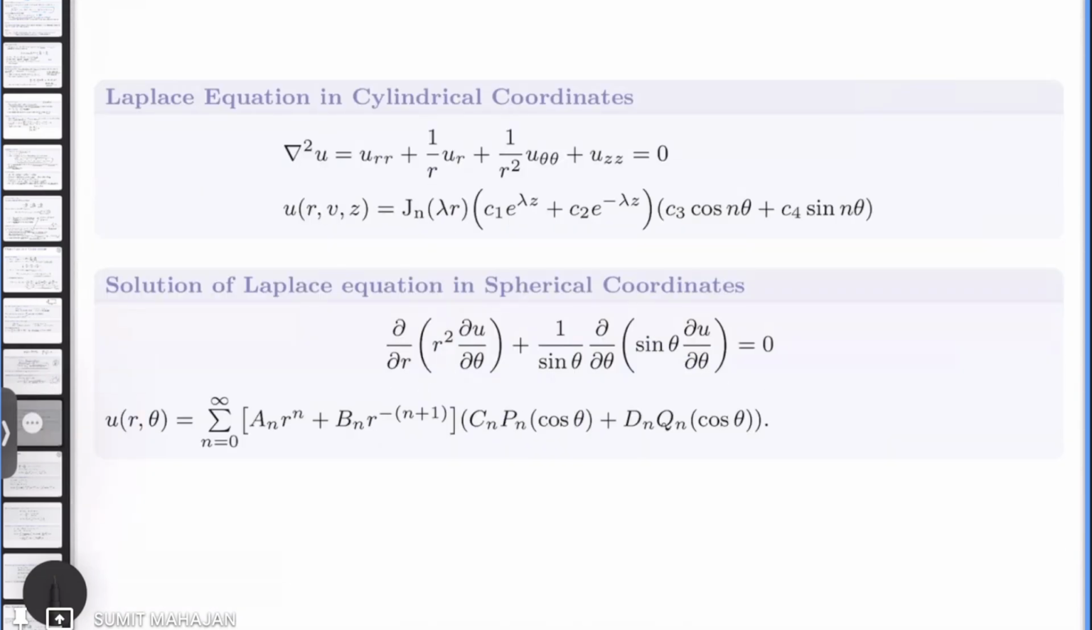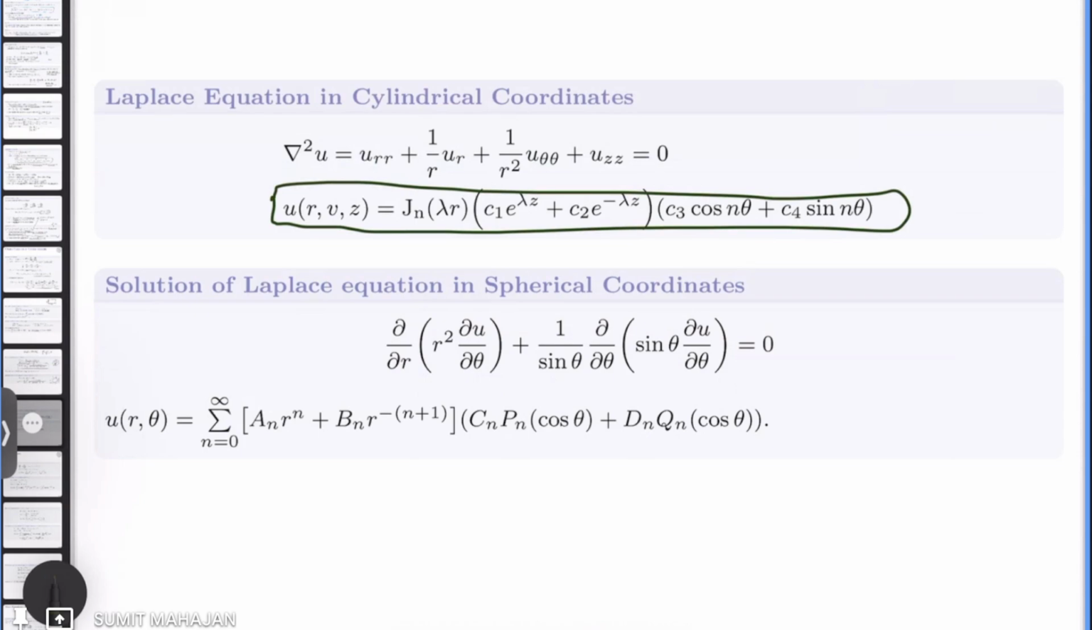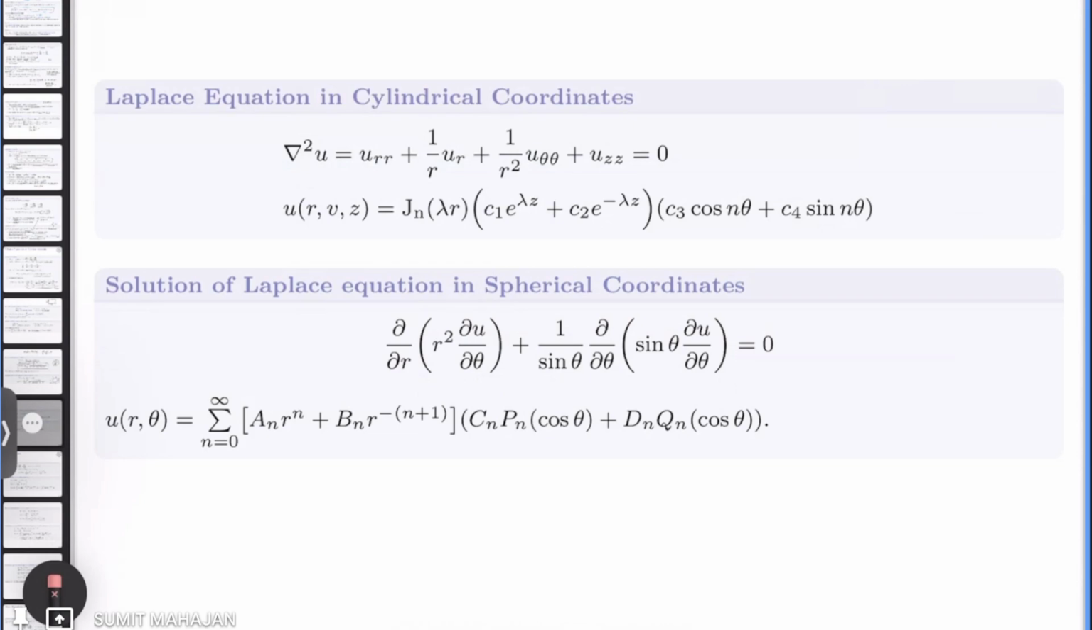So similarly, for the Laplace equation in the cylindrical coordinate system, the general solution u(r, theta) will be equal to J_n(lambda r) times (c1 e^(lambda z) + c2 e^(-lambda z)) times (c3 cos n theta + c4 sin n theta), where this J_n is the first order Bessel's function, which I have already told you guys.